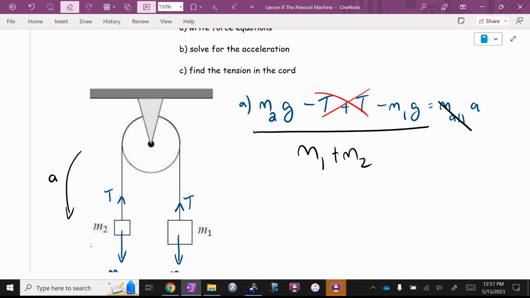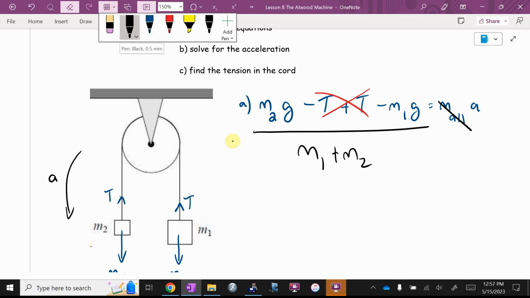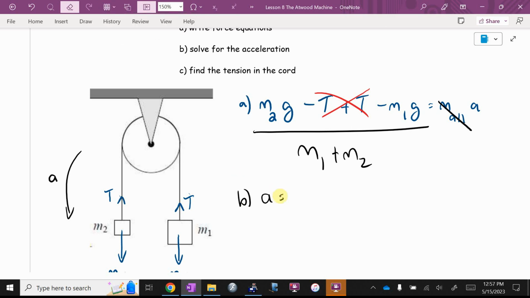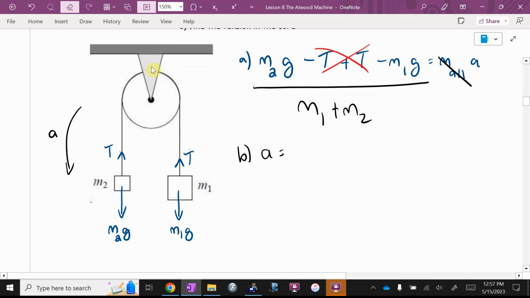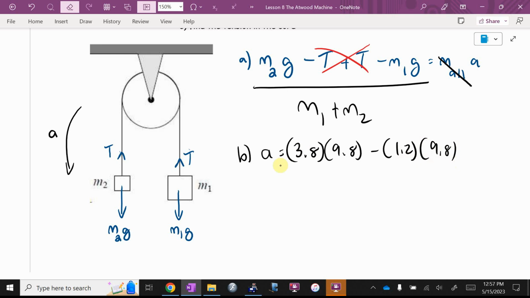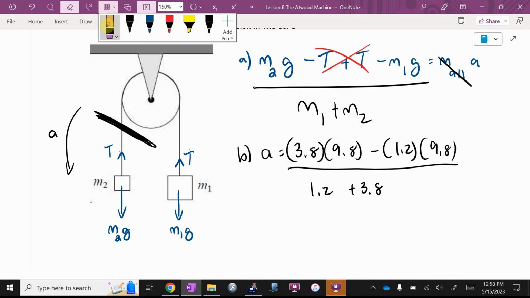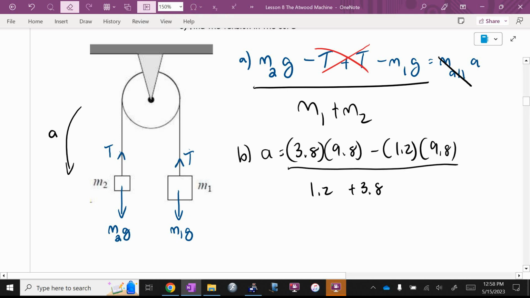M all means M1 plus M2. So for part B, I'm going to start plugging in numbers. A equals, I've scrolled down, Annie, what was M2? G, I've memorized that, 9.8. Minus, what was M1? G, 9.8. All over 1.2 plus 3.8. There is a bit of a built-in error check. If I cut this rope right there, the fastest the acceleration can possibly be is 9.8, because that would be free fall. You're going to get an answer less than 9.8 because M1 is slowing it down. M1G is slowing it down.